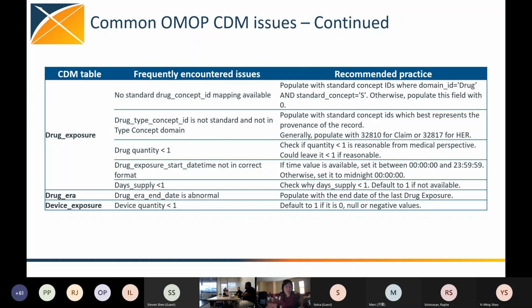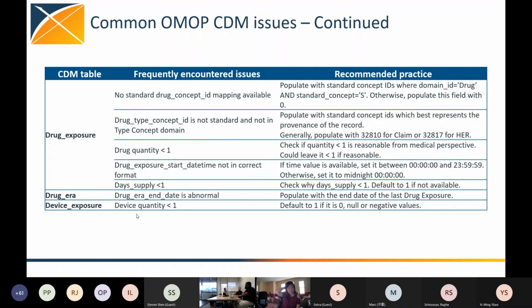Again, I don't know why the drug exposure end date is required, so I will go figure that out with the CDM folks and get back to you guys. I honestly was not part of that conversation, so we will take that as an action item. Okay, so the next one, drug exposure or device exposure.